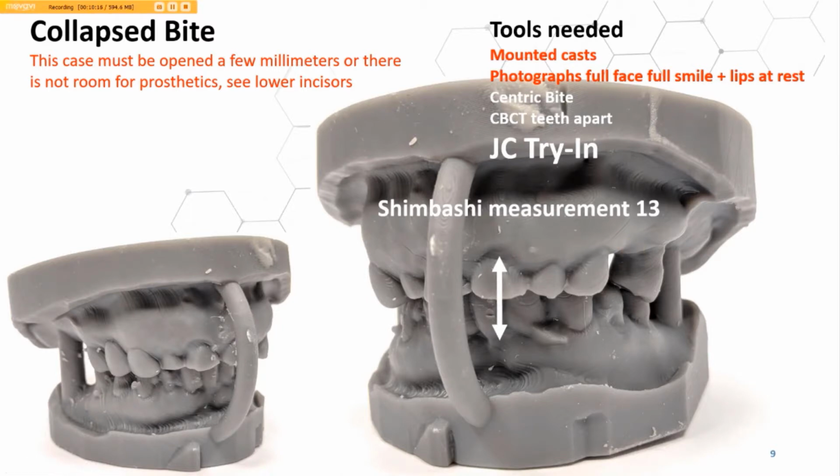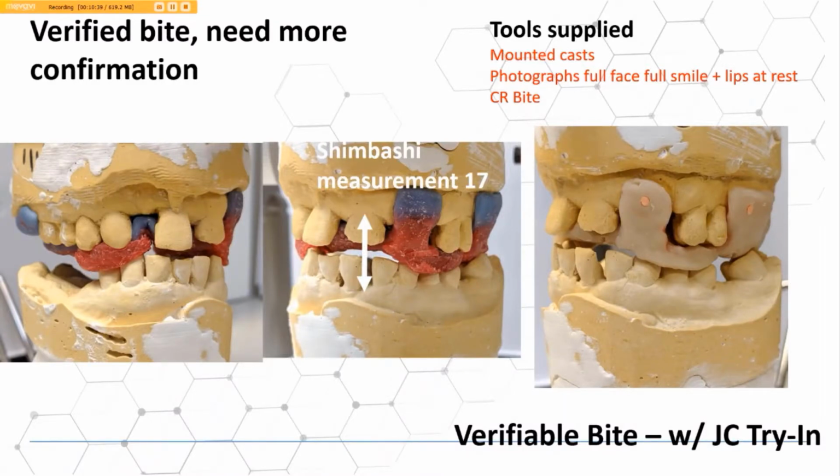And on cases like this, send in the usual records: mounted casts, photographs of full face, full smile, left, right, and center pictures, a centric bite, unless there's another bite the doctor prefers to take and send, a CT scan with the teeth apart, and then at this point, this type of case, we will make what's called the JC Tryon, which we're going to show on this slide here.